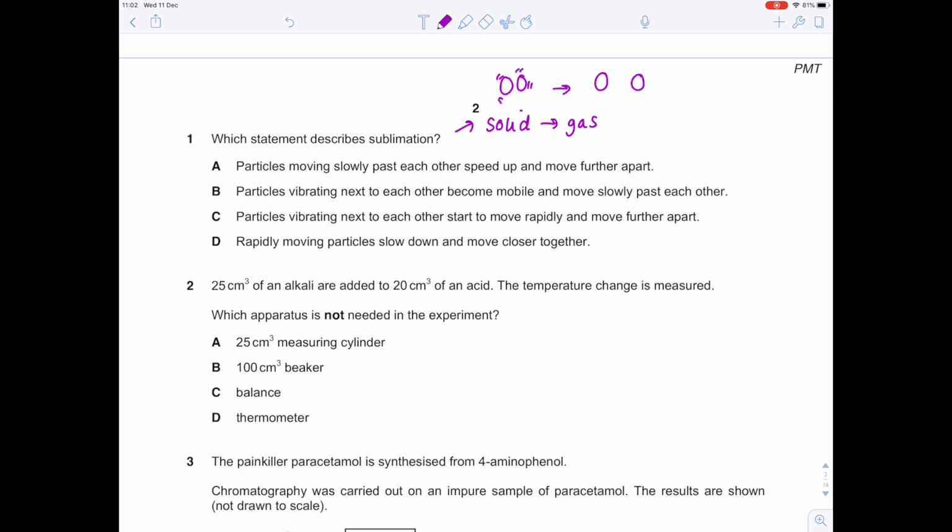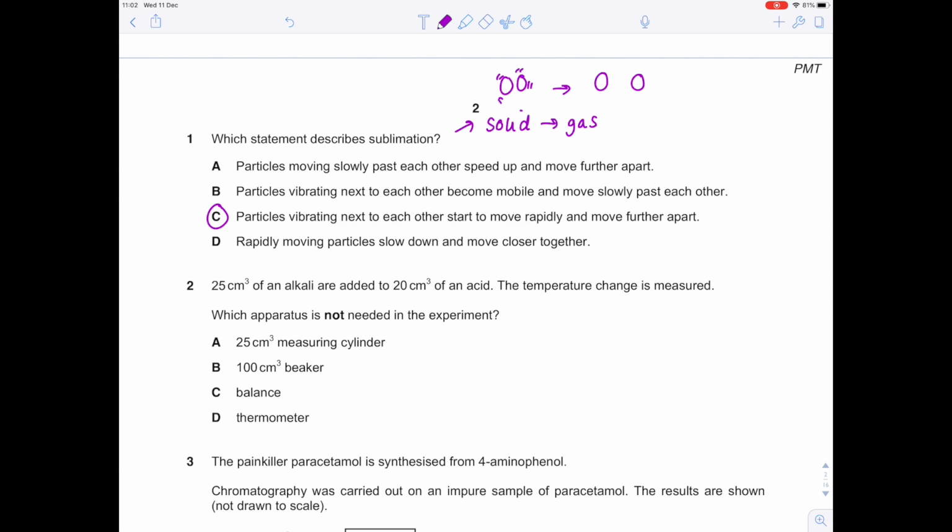Which answer is that? I'm not going to read out all the options in this particular question because they all sound so similar and strange. I'm going to go directly in at the answer, which is C. Particles vibrating next to each other start to move rapidly and then move further apart. Annoying question to start off with, CIE.